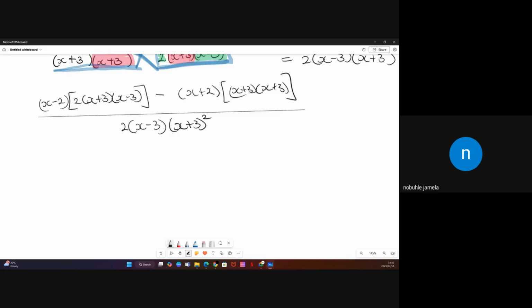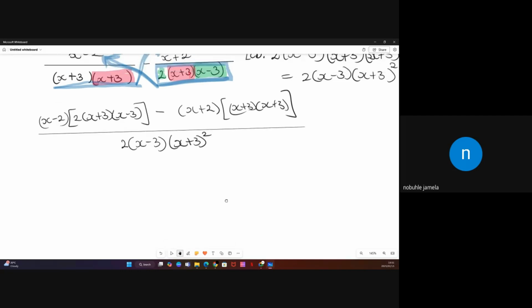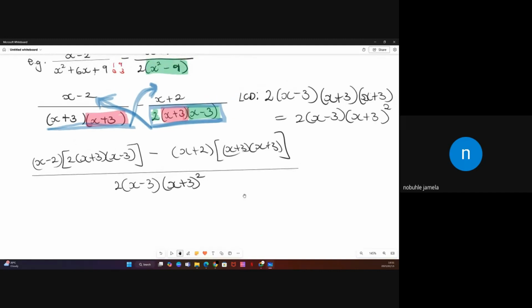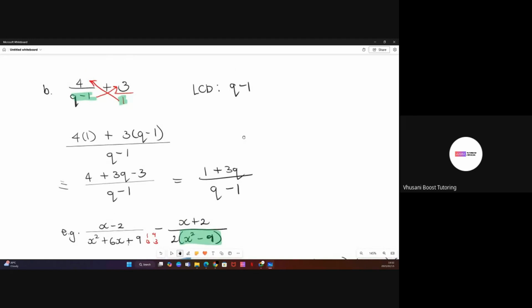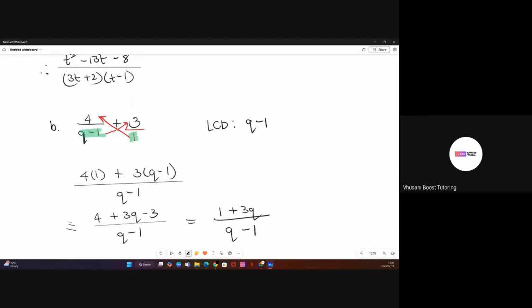With the x plus 2, why are we multiplying with 2 into x plus 3 again if we already have x plus 3 squared in the denominator? Okay, so please remember, guys, when we find the lowest common denominator, as we have been doing previously, just look at this example. When we found it over here, it was q minus 1, right? We do not do anything with the lowest common denominator. But these denominators that were left behind, that we got the lowest common denominator from, these were the denominators that we cross multiplied.